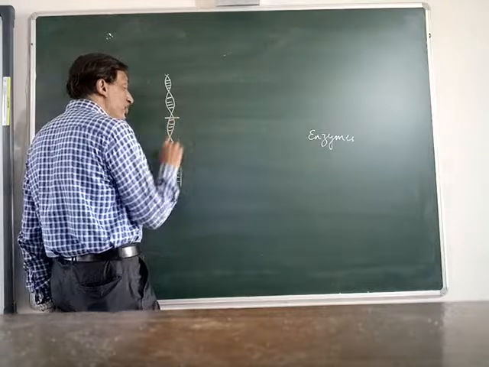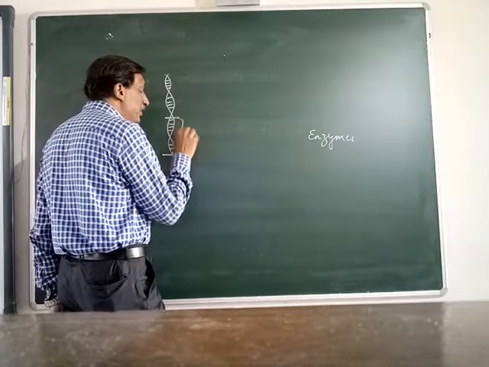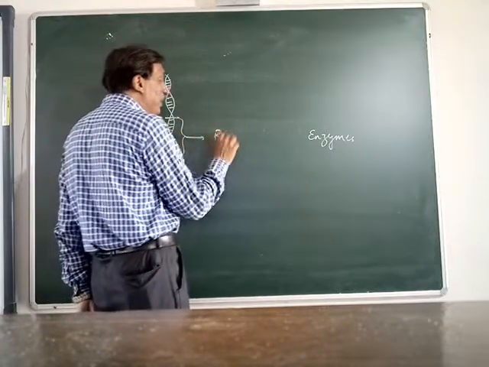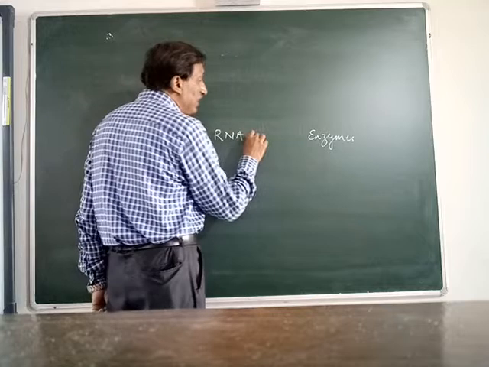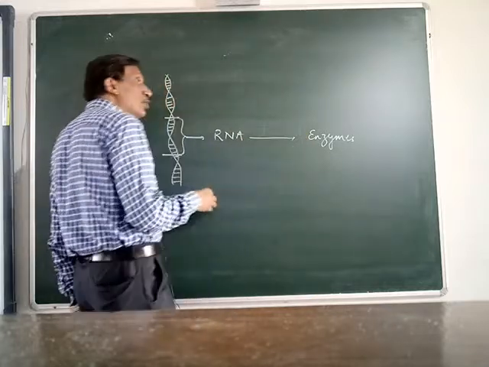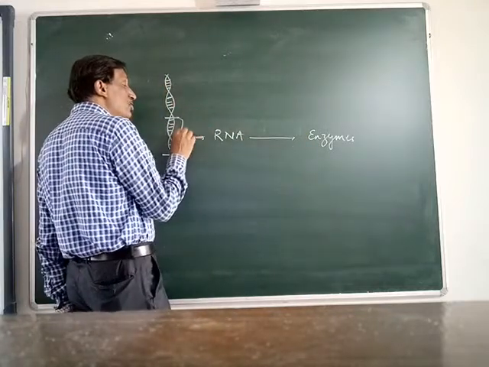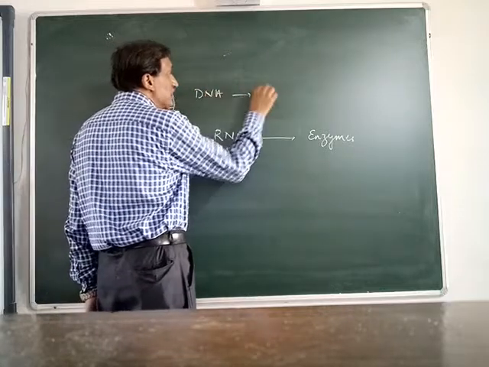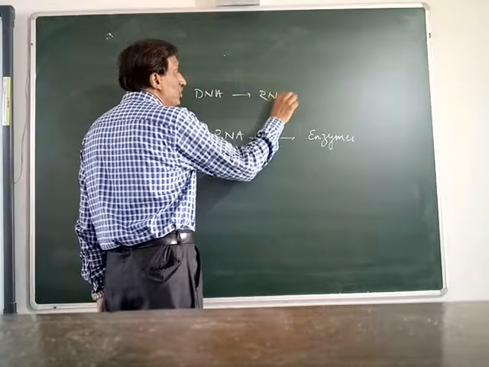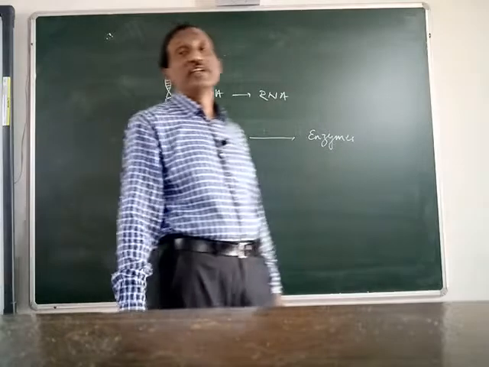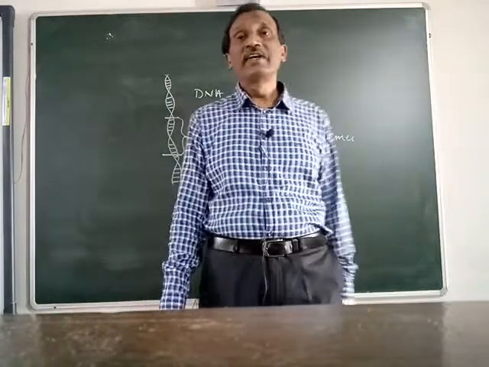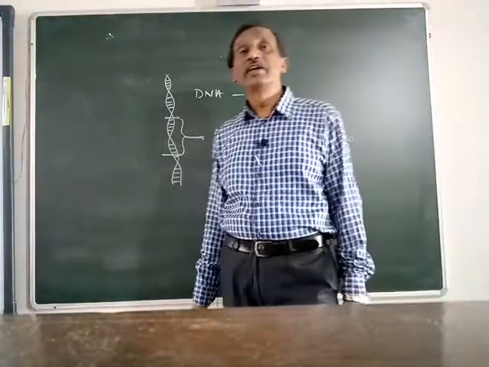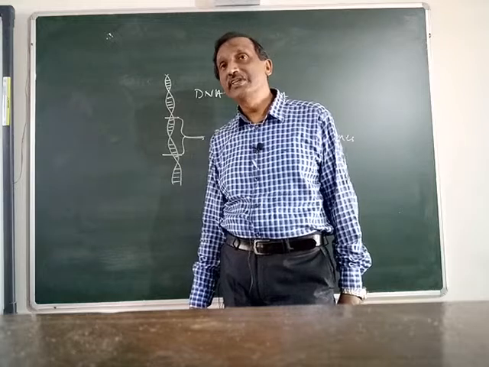So the information from the DNA is first converted into RNA, and then RNA is translated into enzyme. Here this particular segment, that is the DNA to RNA, is called transcription. So you have to write only this much: the formation of RNA from a segment of DNA is called transcription.